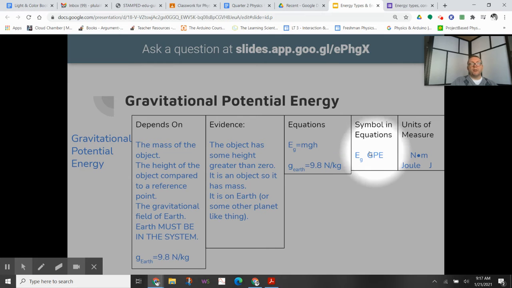If stuff is geared towards like eighth, ninth grade, you'll often see it as GPE for gravitational potential energy. You might see it as PE. If I just saw it as PE, personally, as I was looking through for resources, I would probably go to a different website because that's a sign that it might be geared a little bit below where we're at, a younger age group. But either energy, what type, gravitational, big E, subscript G, or GPE for gravitational potential energy. Units of measure, a newton times a meter, or a joule, capital J.